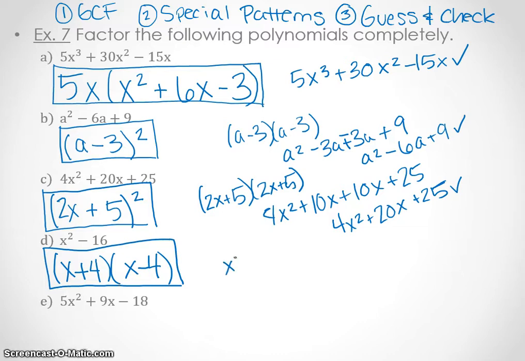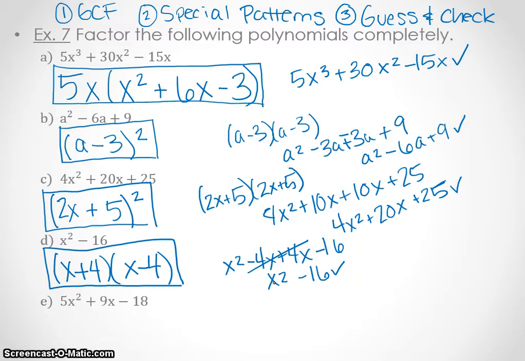X times x, x squared. X times a negative 4 is a negative 4x. 4 times x is a positive 4x. And then positive 4 times negative 4 is negative 16. So we get x squared. These are gone. Minus 16. Bingo. Woo! We're on a roll.